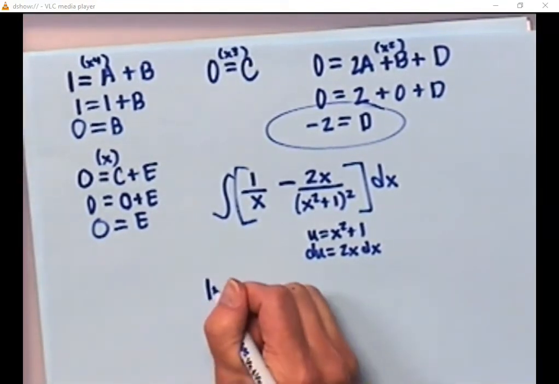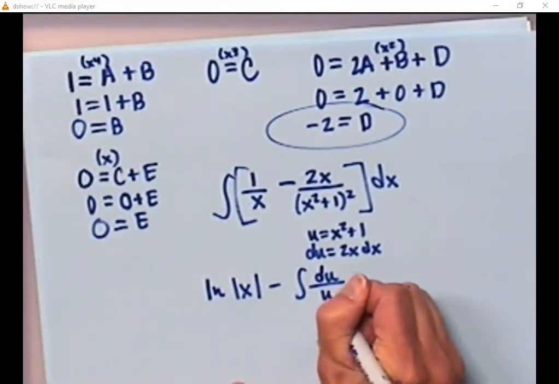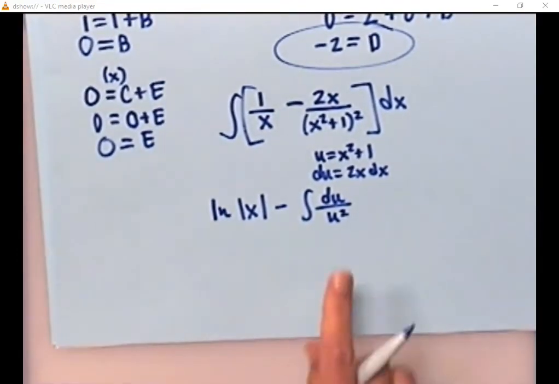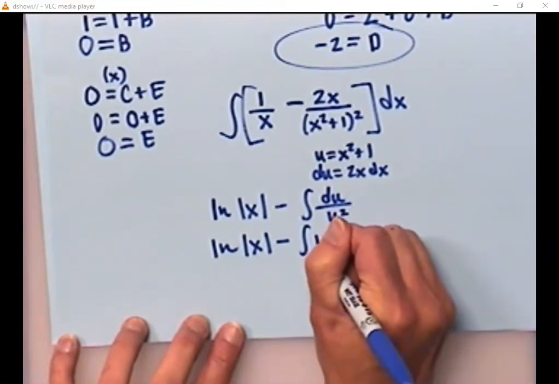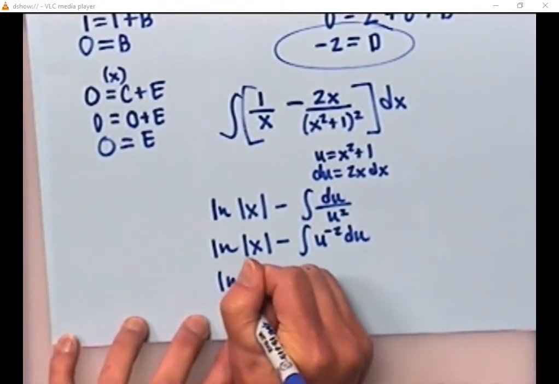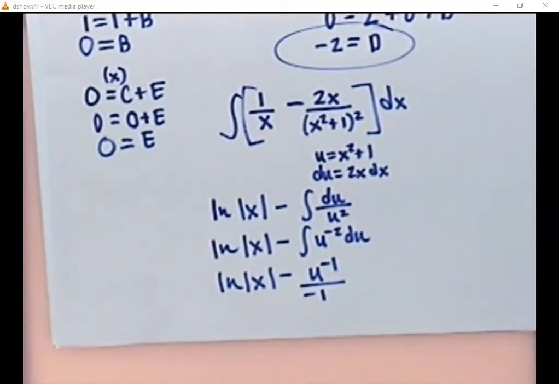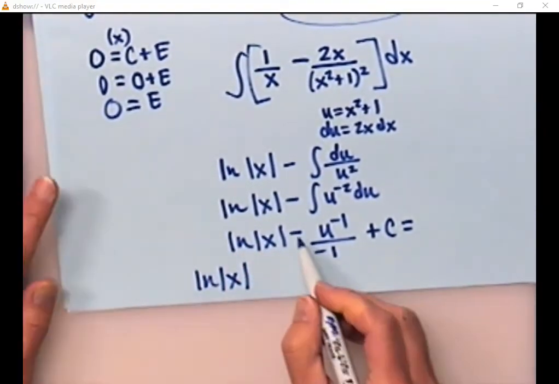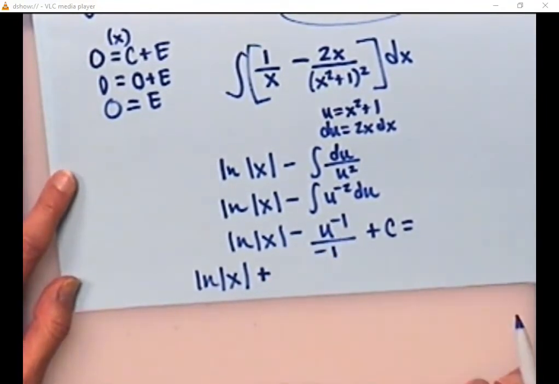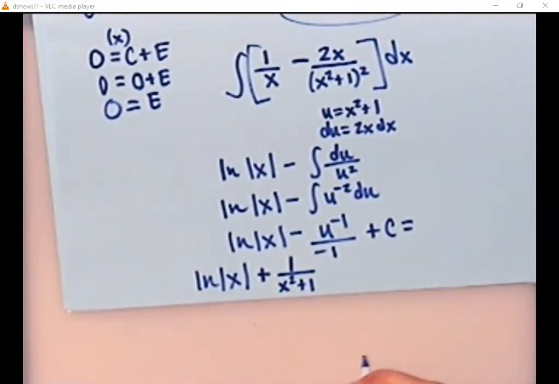So this will give us ln of x, and then I'll have this integral. I'll have a du over u squared. Does that become the natural log, that one? No, that's u to the negative 2. So you just use a power rule on that. So that becomes u to the negative 1 divided by negative 1. And then you can put in your u. So I should end up with natural log of x. This becomes a plus. This is basically 1 over u. So 1 over x squared plus 1 plus c.